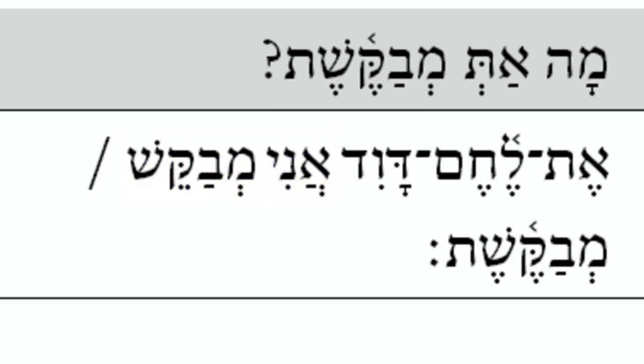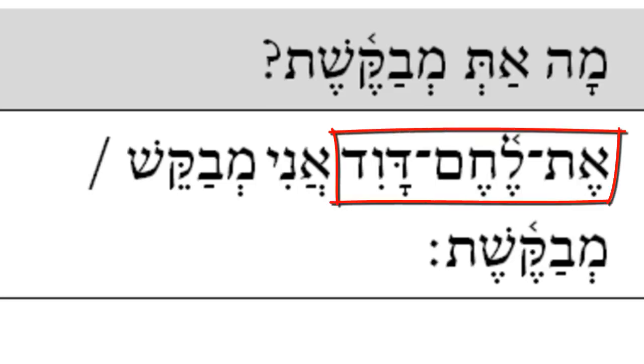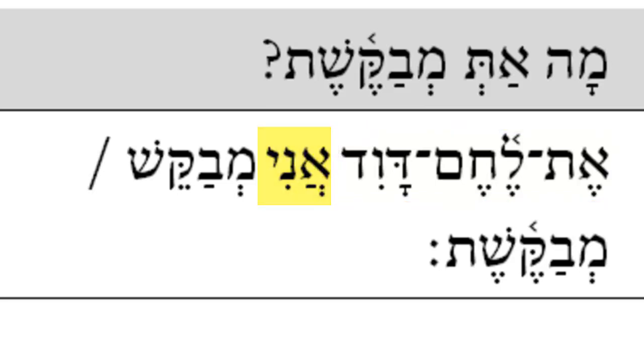If the speaker or writer is making no particular emphasis, then the object which he is seeking would typically follow that phrase. Ani mevakesh would be the first part, and then the object et lechem David would be the last part. That's not the case as we have it here. Instead, the object Et lechem David precedes the subject. The subject happens to be a pronoun here, ani.